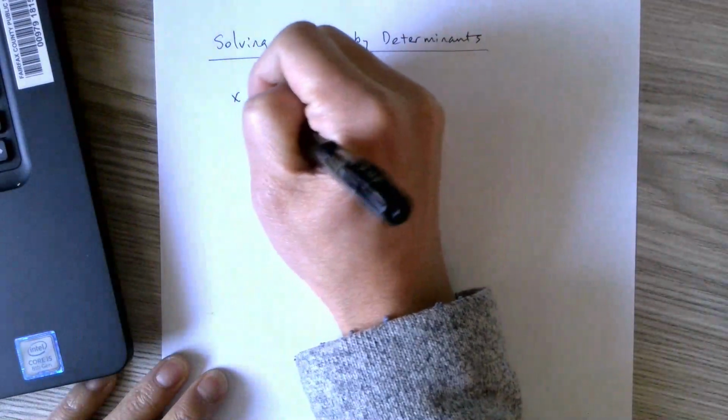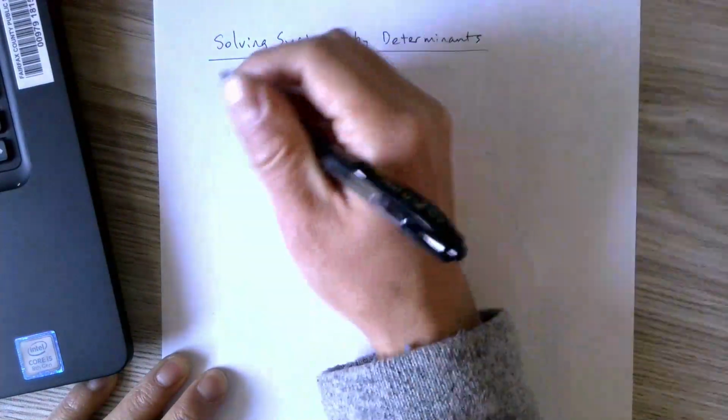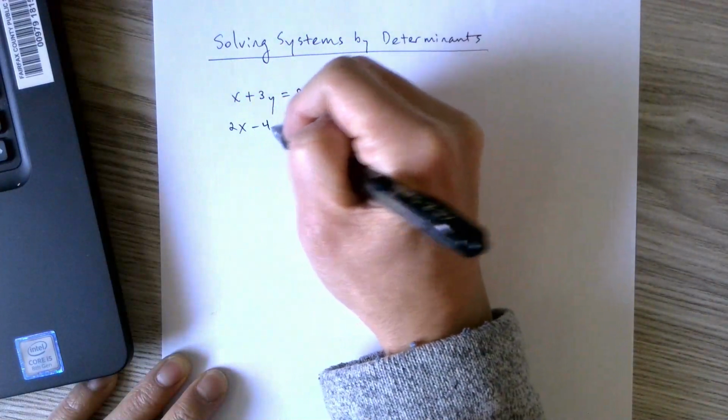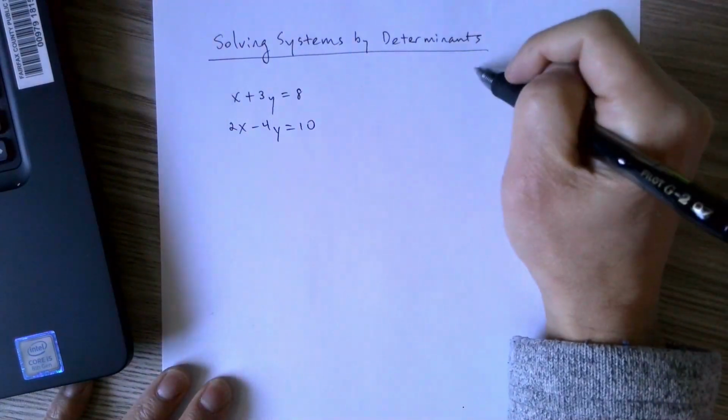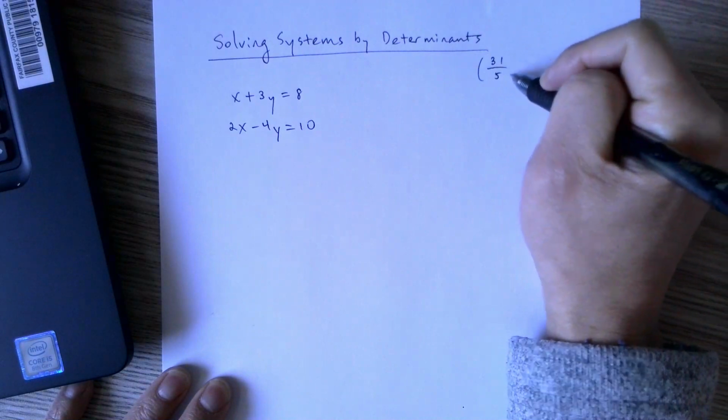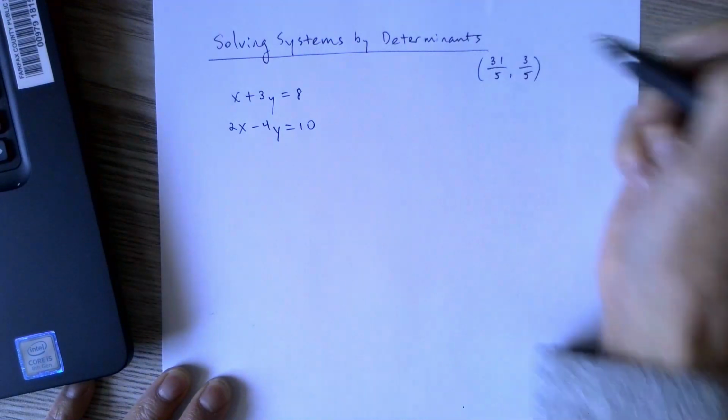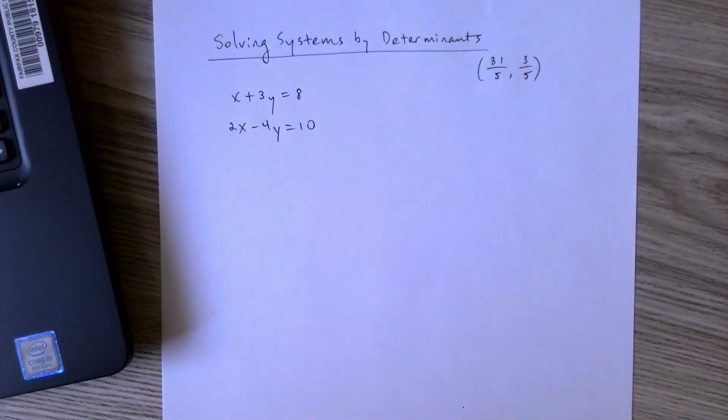So I'm going to select, for an example, a system we've seen before. This is one from the previous video. We already know that the solution is 31 over 5, 3/5. So I wanted to pick one that we already know the solution of so that you can see that determinants really works. Okay, so to present this method, I'm going to first just use the method as someone with experience would do it, and then afterwards show you where this method comes from.